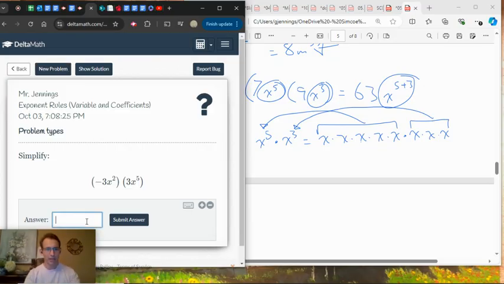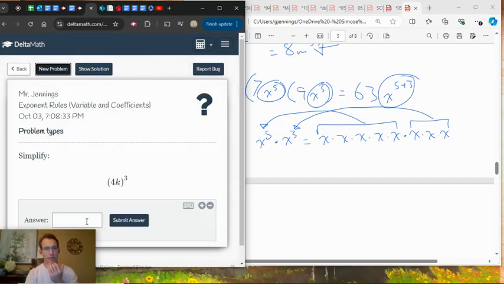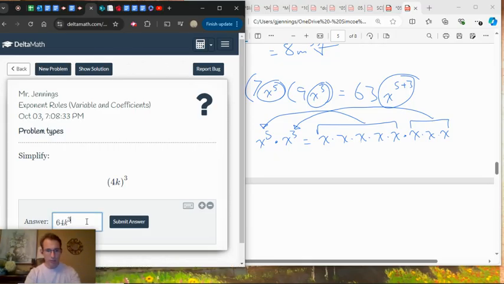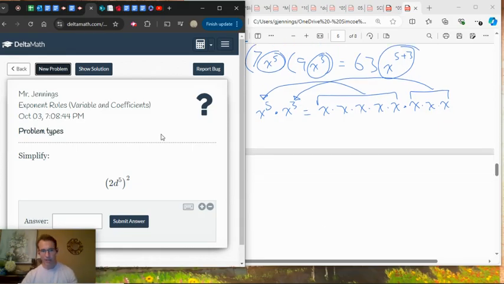Okay, so this one is negative 9x to the 7. Okay. All right, and then you just keep practicing, right? This one is 64k to the 3. Oops. 64k to the 3, right? You keep practicing. Okay, this one here. I want to talk about an example like this.